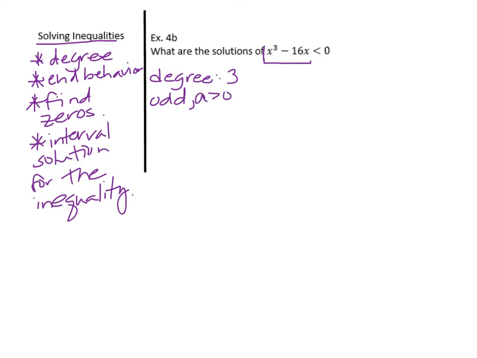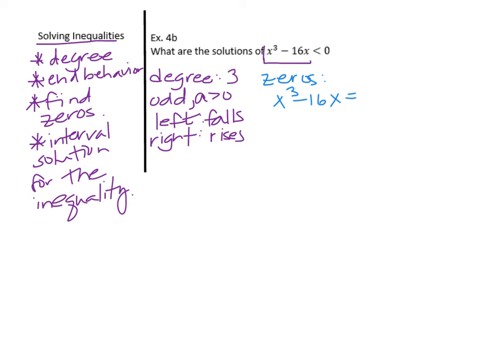That means the end behavior on the left side, it falls, and on the right side, it rises. That's one thing that we need to know. Then we'll take a look at finding zeros. To find the zeros, we have to set it just equal to 0. Don't worry about the less than symbol. x cubed minus 16x equals 0.